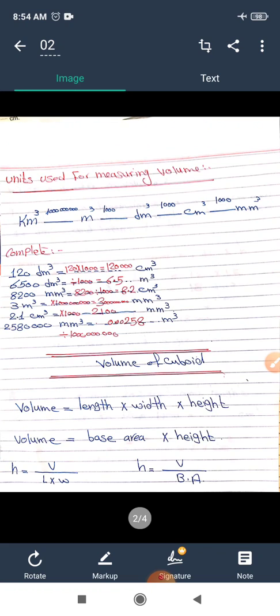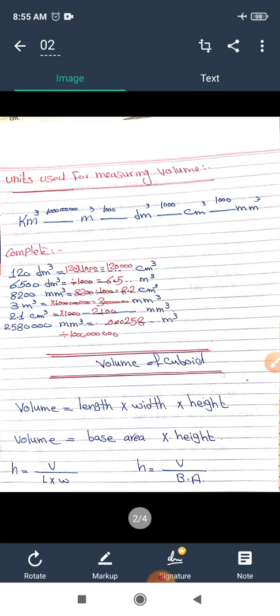1 cubic kilometer equals 1 milliard cubic meters. 1 cubic meter equals 1000 cubic decimeters. 1 cubic decimeter equals 1000 cubic centimeters. 1 cubic centimeter equals 1000 cubic millimeters. To convert a large unit to a smaller one, you have to multiply. But when you convert a smaller unit to a larger one, you have to divide.